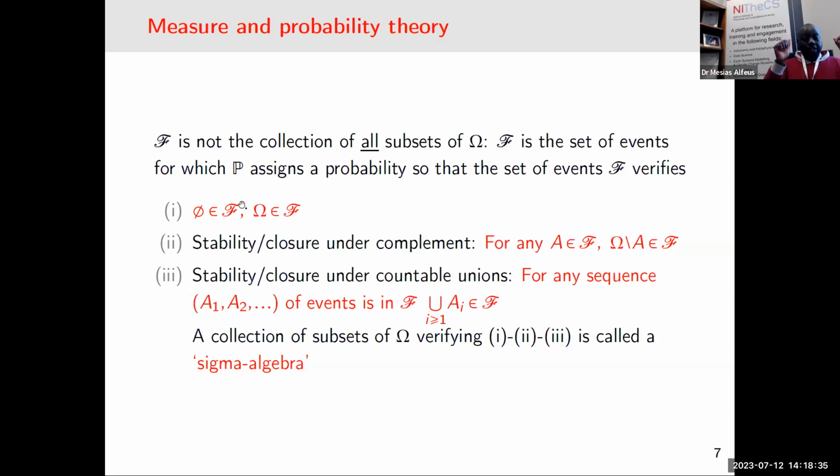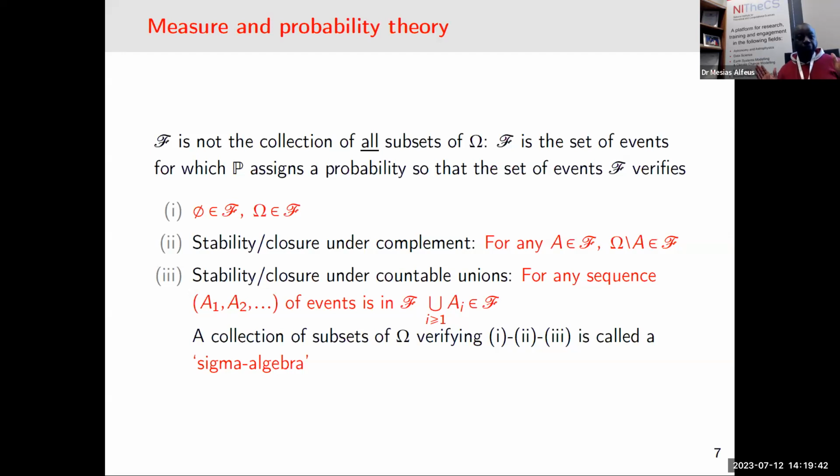The first axiom is that the empty set and the whole set are part of script F. The second is closure under complement. That means for any set A in F, the complement, omega minus A, must also be in script F. The third is closure under countable union. That means for any sequence of events in F, the union must also be in F. If F satisfies all these three axioms, then we say that F is a sigma algebra. This F is the set of events to which we can assign a probability, if it satisfies all these axioms. This is what we call the sigma algebra.